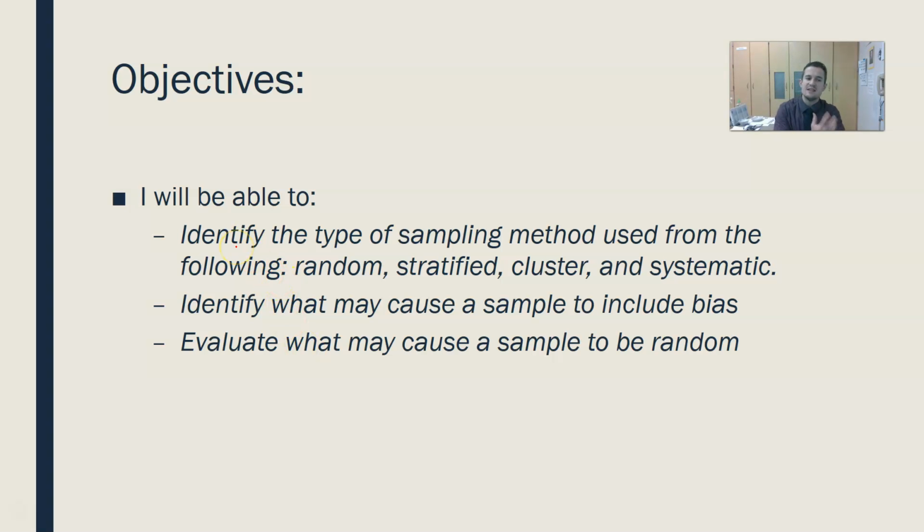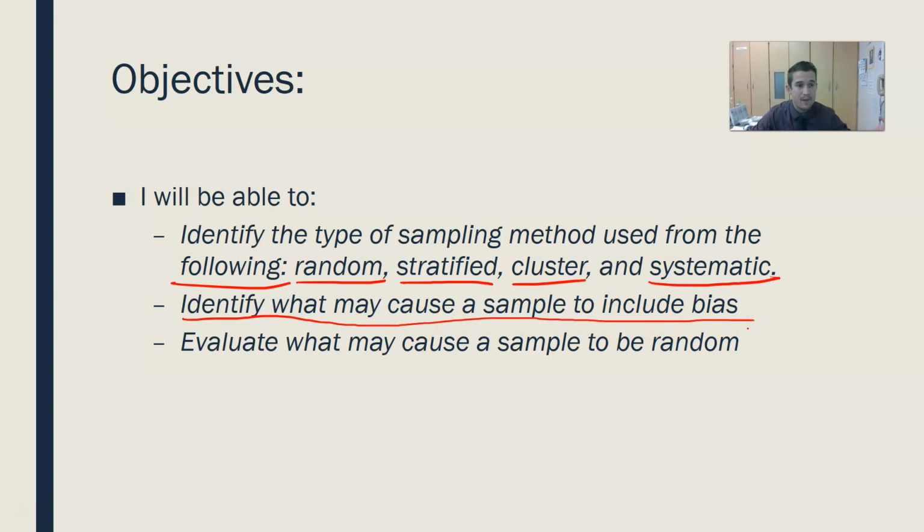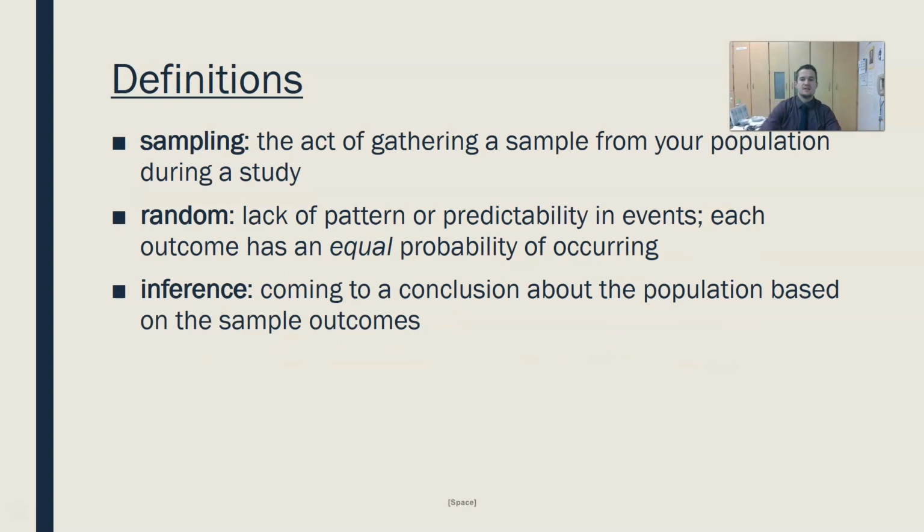By the end of this lesson, this is what I hope you're able to do. Identify the type of sampling method used from the following. We're going to talk about 4 different sampling methods: random, stratified, cluster, and systematic. We're going to identify what may cause a sample to include bias. We'll talk about what bias is, and identify what causes a sample to include bias. And then be able to evaluate what may cause a sample to be random.